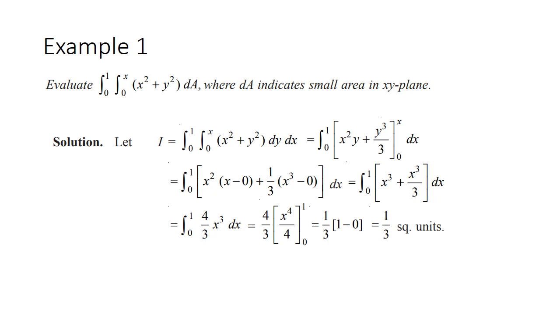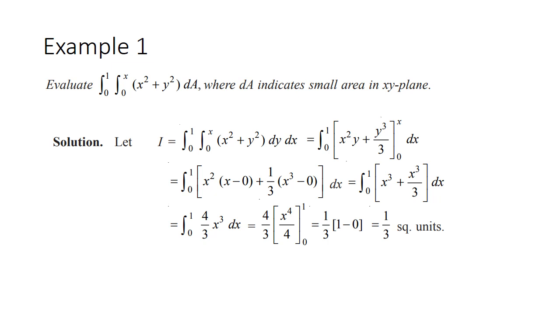So when we integrate this with respect to y, we will get x²y + y³/3 with the upper limit x and the lower limit 0. Now we have to substitute the upper and the lower limit in the place of y. So we will get x³ + x³/3 dx.